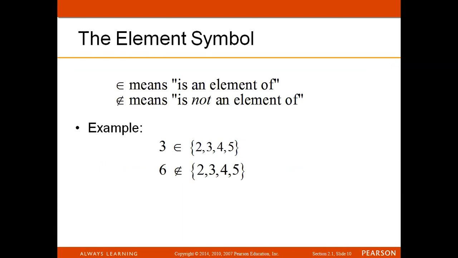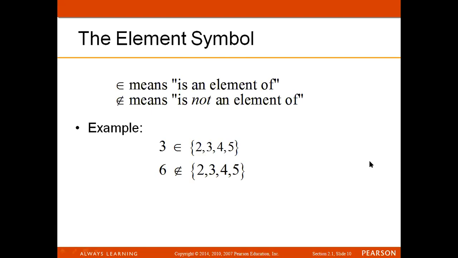The element symbol. It looks like a curved E, and it reminds you of an element because it does look like an E. So the element symbol means "is an element of." And if you take that same symbol and cross it out, then that means "is not an element of." So for example, 3 is an element of the set {2, 3, 4, 5}. 6 is not an element of the set {2, 3, 4, 5}.